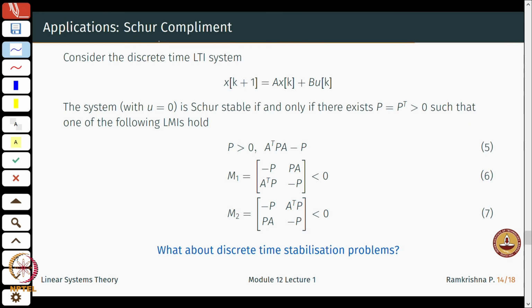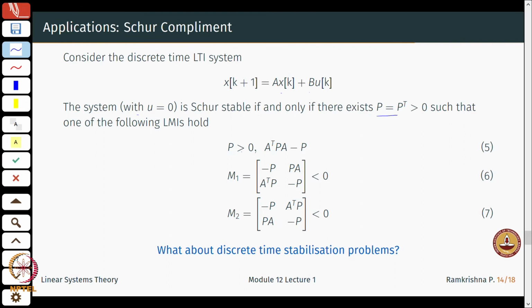Okay, right. So what do we do with this Schur complement? Start again with the discrete time system x_{k+1} = A x_k + B u_k. The system with u equal to 0 is Schur stable if and only if there exists P = P transpose greater than 0 such that any one of the following LMIs holds.